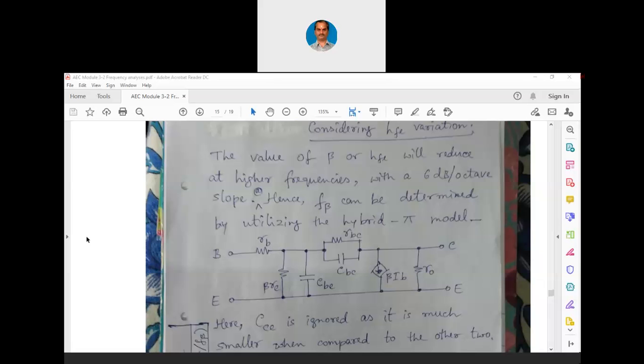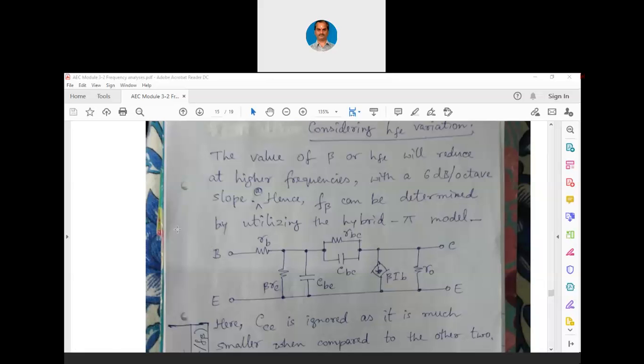Now, HFE is what? Hybrid forward emitter, right? It is a forward current gain for the common emitter circuitry. This is going to be computed by the manufacturer himself. Now, the value of beta or HFE, you should understand it as the value of beta AC here, even though I have not explicitly mentioned it. The value of beta or HFE will reduce at higher frequencies with the 6 dB per octave slope that we have already seen, right? 6 dB per octave slope.